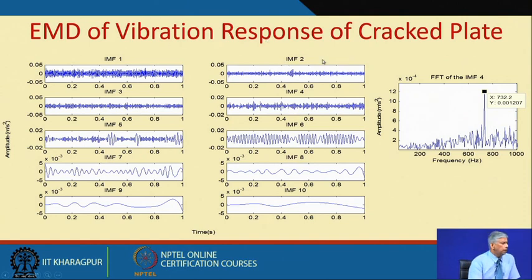If you look at the EMD of a cracked plate, here the mobility is not being measured, just the response of a cracked plate, IMF1, IMF2 in that same sequence as per the algorithm which I had told earlier, and the FFT of the IMF4 gives the natural frequency as 732.2 hertz. So, you see by doing such analysis on signals in FFT, we can find out the natural frequency of the system. At this point, I must tell you some other properties of Fourier series.